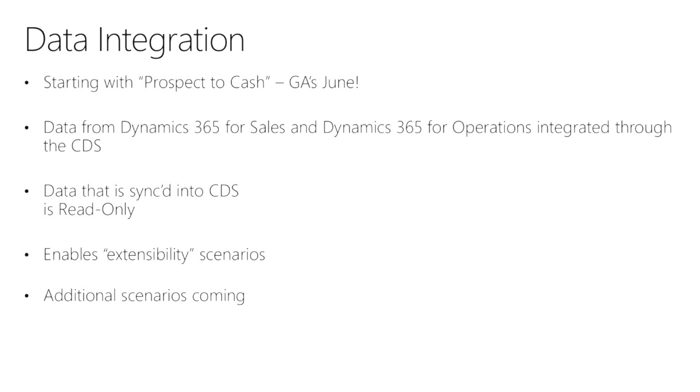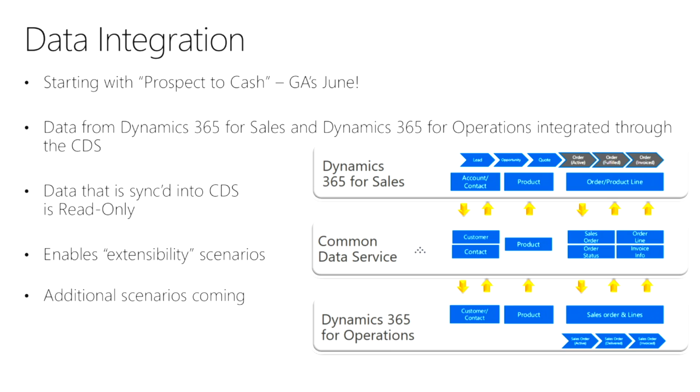Just a quick drill down on this because it's come up a couple times. Prospect to cash, that's the first scenario. It GAs in a week. I've now committed us to it by saying it here. The data from Dynamics 365 for sales and operations, right? What we've basically done is we act as the middle piece that pulls data from both sides. We know what this looks like, so we actually shape your data model in flight, right? Now you have that aggregated view in the common data service.